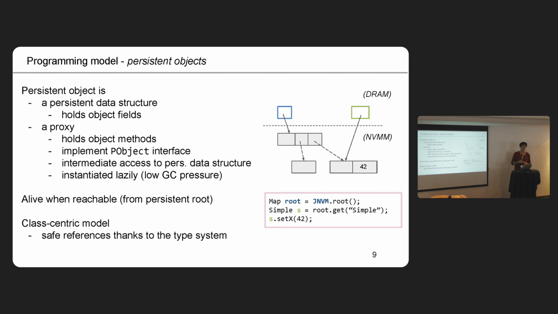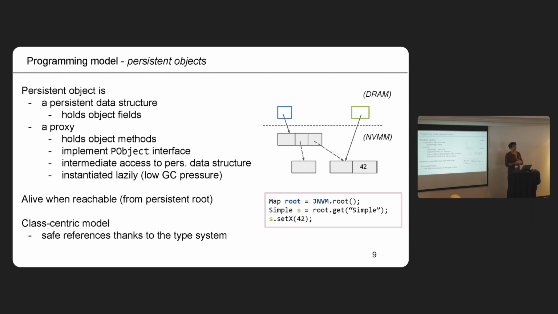So let's look at this programming model of persistent objects. We have this decoupling principle where we have the proxy objects that are inside the volatile RAM, and then we have the persistent world that is storing the actual data. So the persistent data structure is storing the fields of the object. Those fields are accessible from the proxy with the help of getters and setters. The proxy also holds the methods of the object, so the logic of the object, and it's intermediating the access to the persistent data structure. From the point of view of the programmer, the programmer is simply accessing the proxy object.